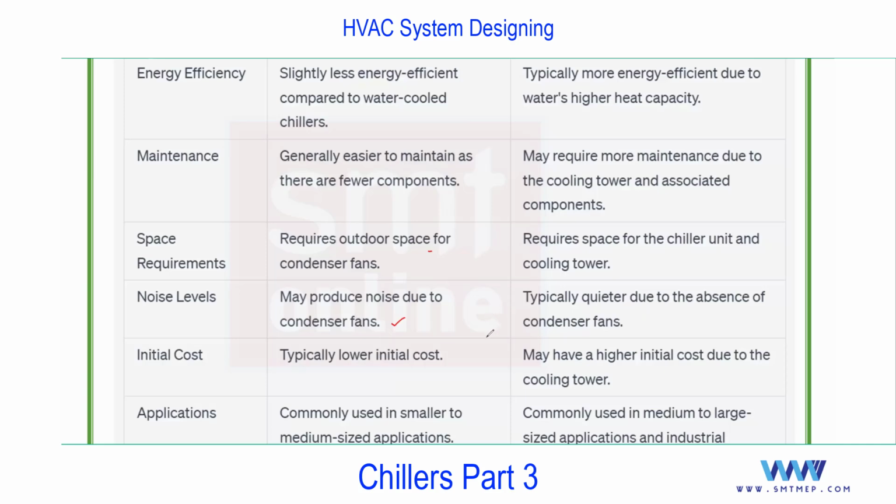Initial cost, obviously, for water cooled is going to be higher. Air cooled typically has less initial cost. I'm talking about air cooled and water cooled, not compared with the DX system. So air cooled chiller costing is less compared with the water cooled, because you'll find the additional cycle in the water cooled system.